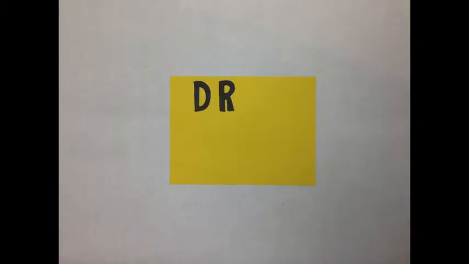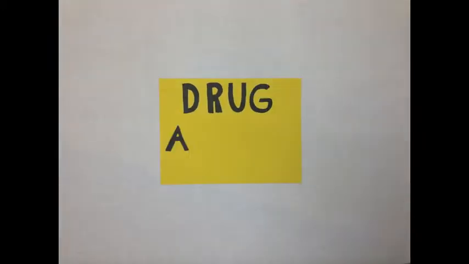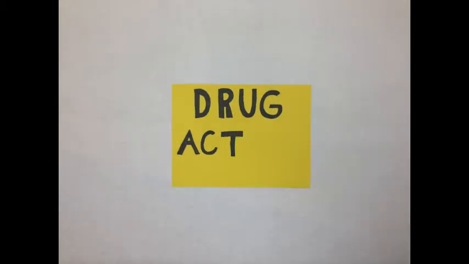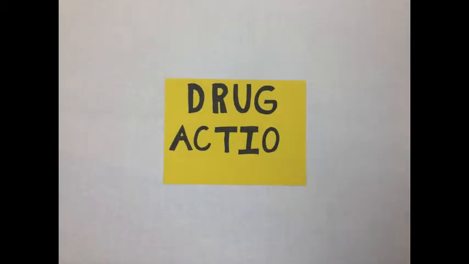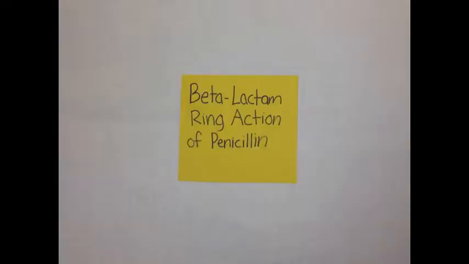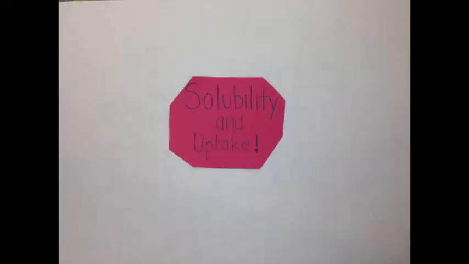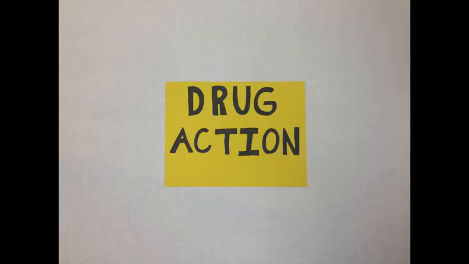When classifying and comparing drugs, it is important to look at their chemical structures to see how that determines their drug action. The three examples that you will see today are stereoisomerism, the ring strain of the beta-lactam ring, and solubility and uptake. Along with examining the structure, we will examine how these drugs interact with the body.